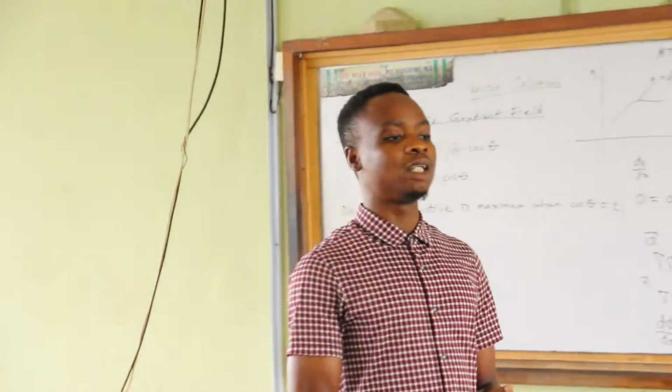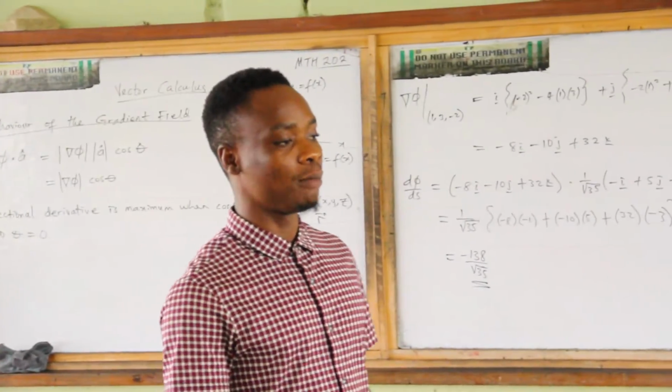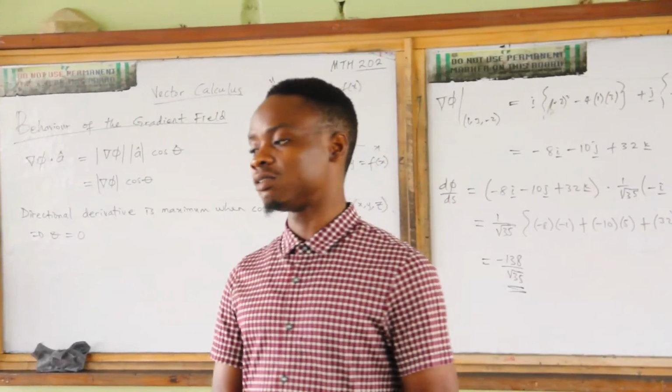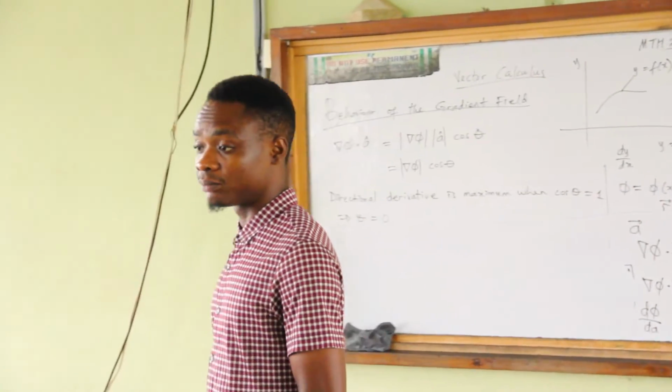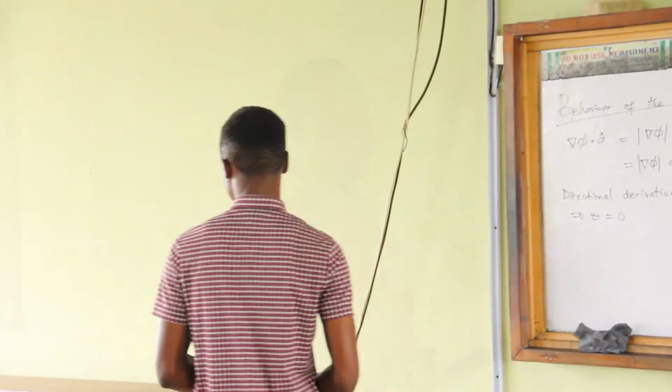Is it very clear? So if I want to get the direction of the maximum derivative of a certain function, it will be along the direction of nabla phi. I will just obtain nabla phi at that particular point, and it will give me the direction at which the derivative will be maximum. Is it very clear? So that's that.